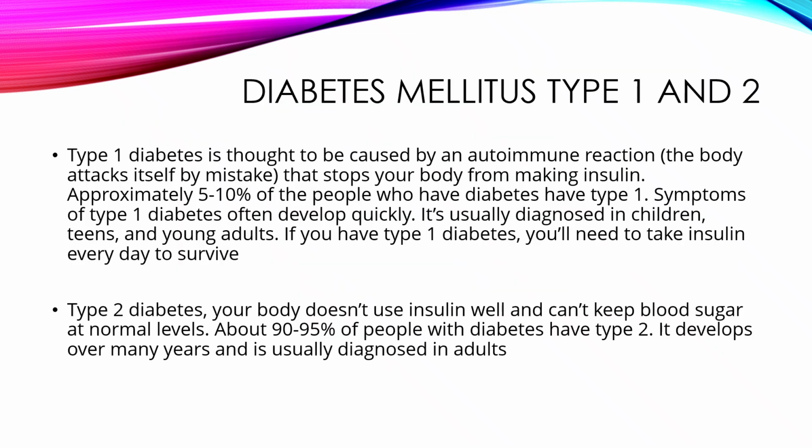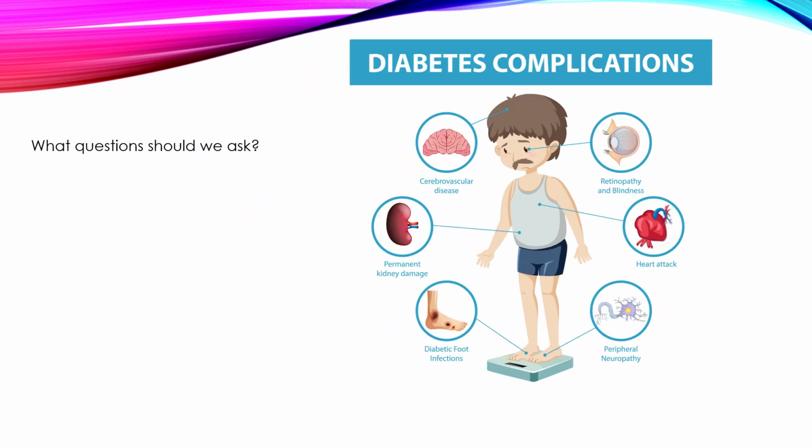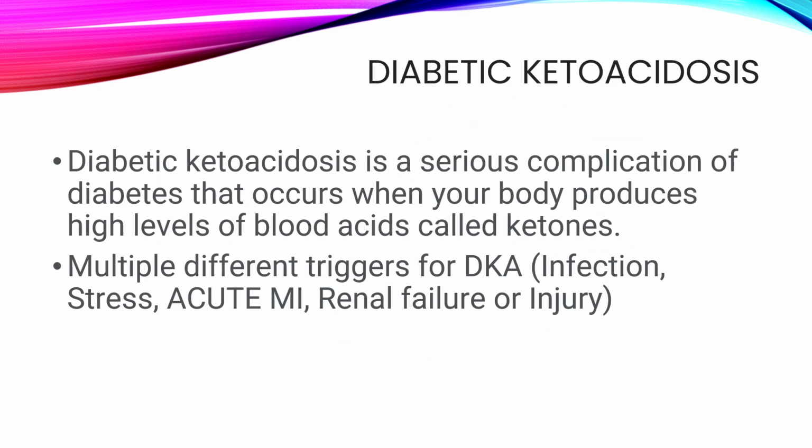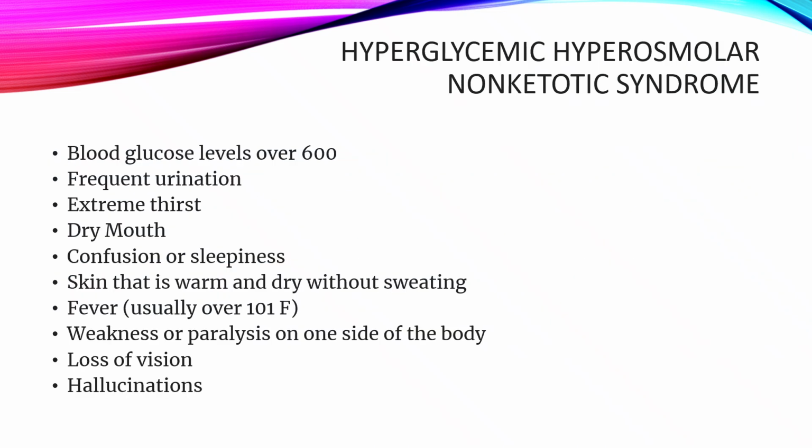So diabetes type 1 and 2, we're not going to spend a ton of time on diabetes here. I want to talk about the complications. The majority of complications you'll find with diabetes, there's something called diabetic ketoacidosis, better known as DKA. DKA is a very serious complication that occurs when the body produces high levels of blood acids called ketones, and the blood sugar is usually pretty high.